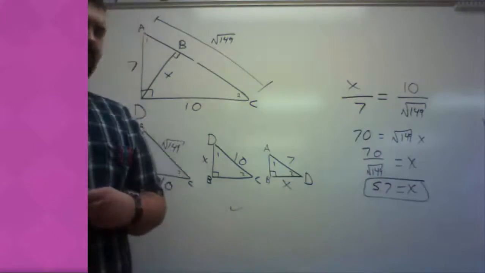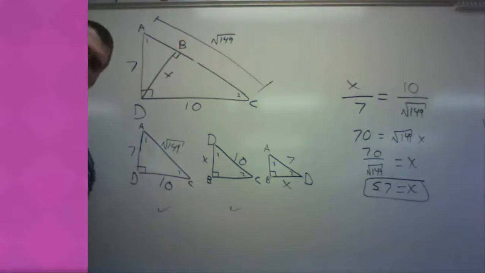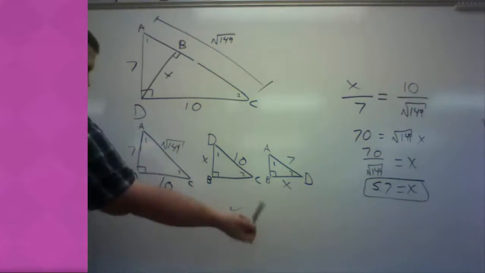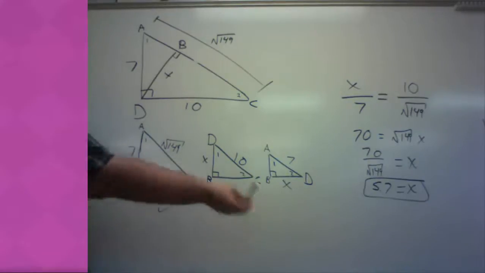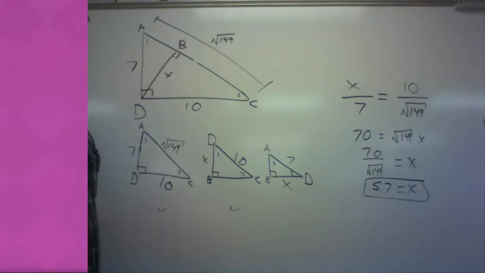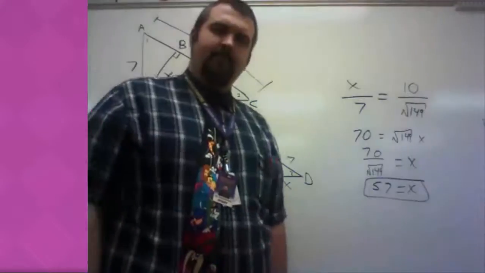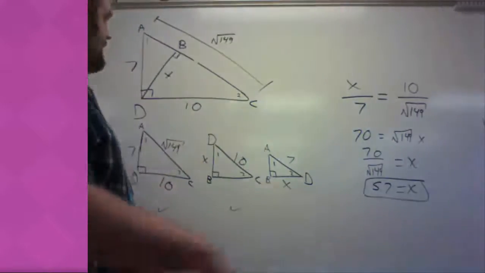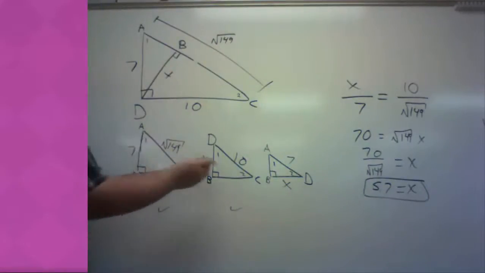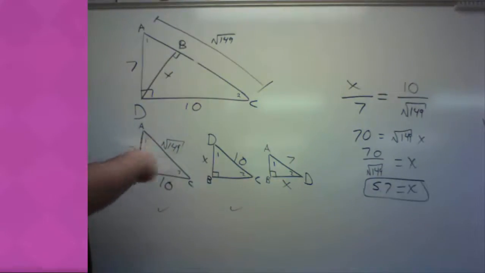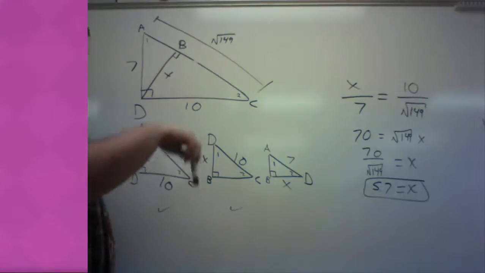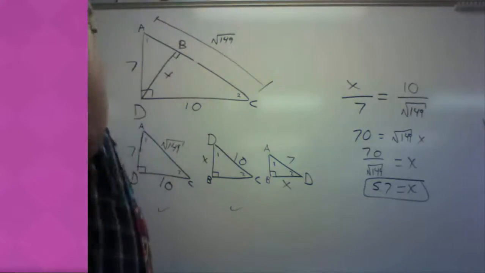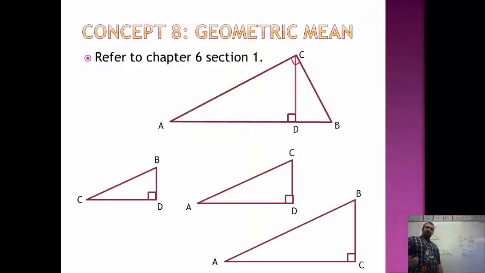There you go. So, when you're given a problem like this, you see an altitude in a right triangle. First step, redraw your 3 triangles. Second step, fill in what you know. Third step, set up your proportion. Fourth step, cross multiply and solve. That's it. So step 1, draw your 3 triangles. Step 2, fill in everything you know. Step 3, set up your proportion. Step 4, solve. Now, there's something called the geometric mean.